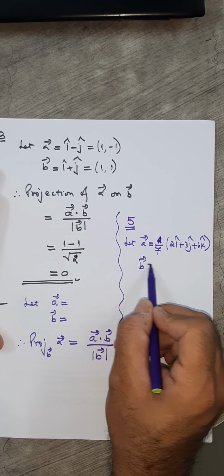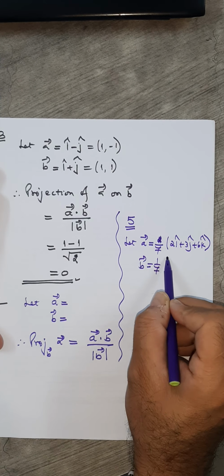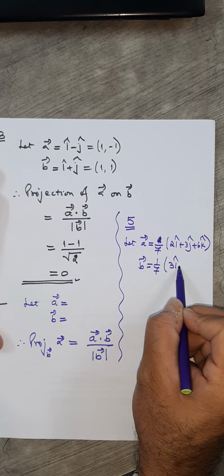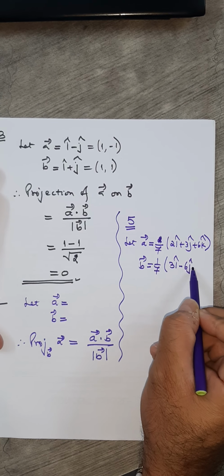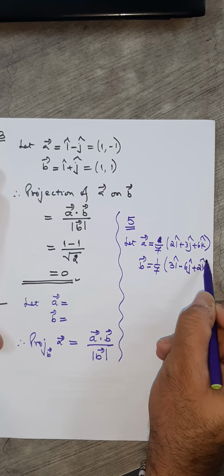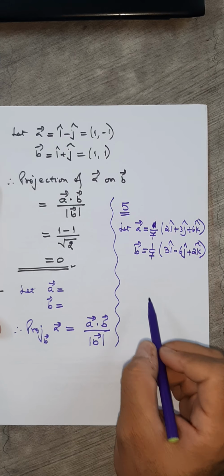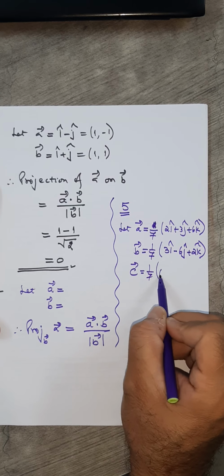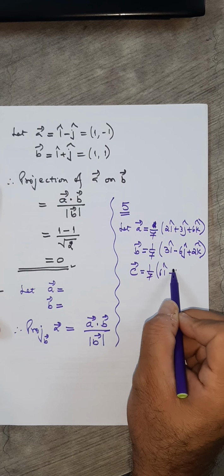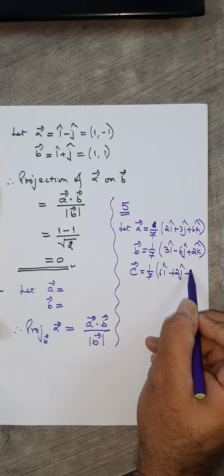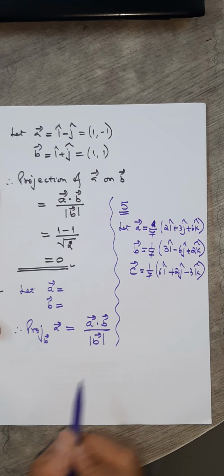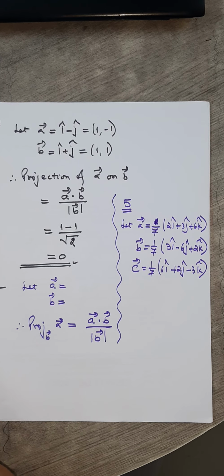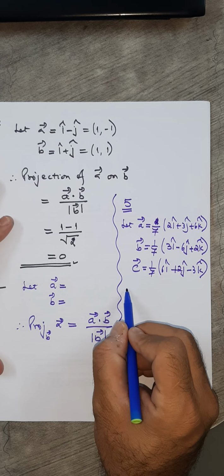I'll take the other one as B. 1 by 7, then you have 3i cap minus 6j cap plus 2k cap. Take the third one as vector C. Vector C is given by 1 by 7, 6i cap plus 2j cap minus 3k cap. Fine, I've taken these 3 vectors as A, B and C. Now you want to show that each of these is a unit vector.